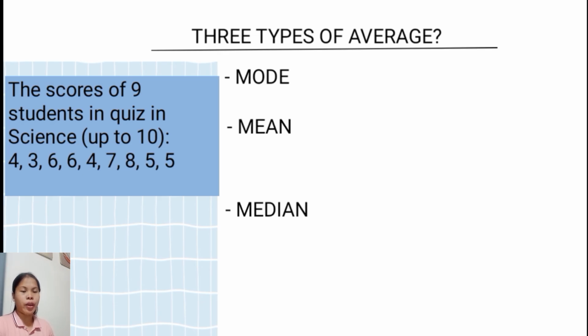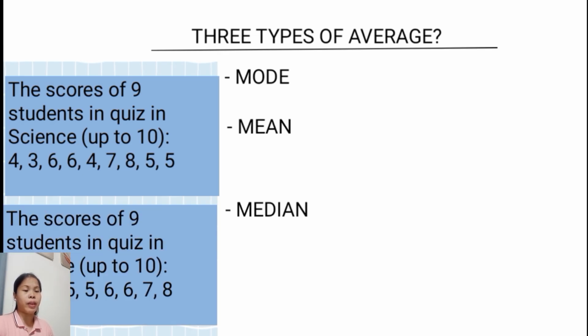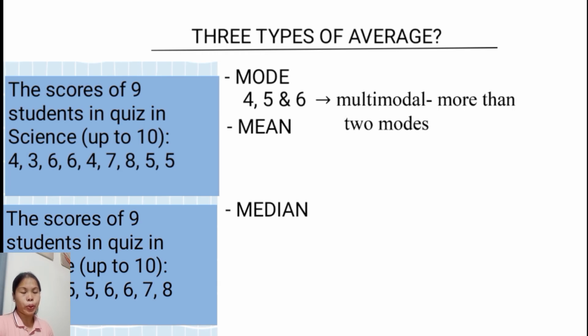Next, the scores of 9 students in a science quiz up to 10. We have here the data, and as we can see, this is not yet in increasing order. So we're going to arrange it. We now have 3, 4, 4, 5, 5, 6, 6, 7, 8. Since 4, 5, and 6 keep on appearing twice, our modes would be 4, 5, and 6. This is called multimodal since we have more than two modes.